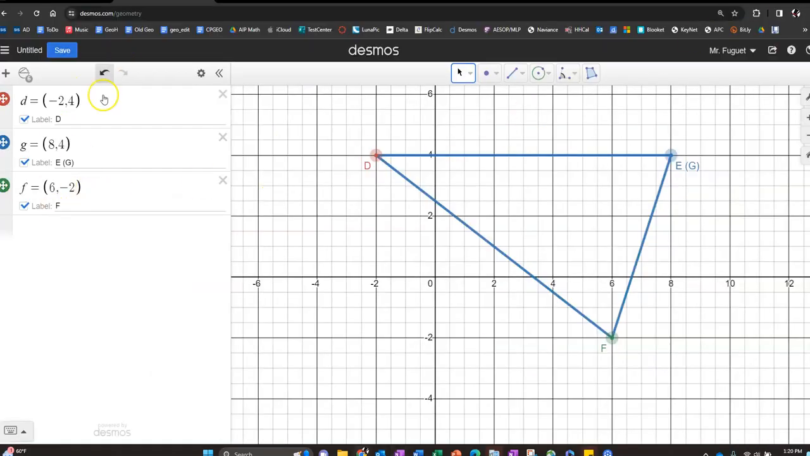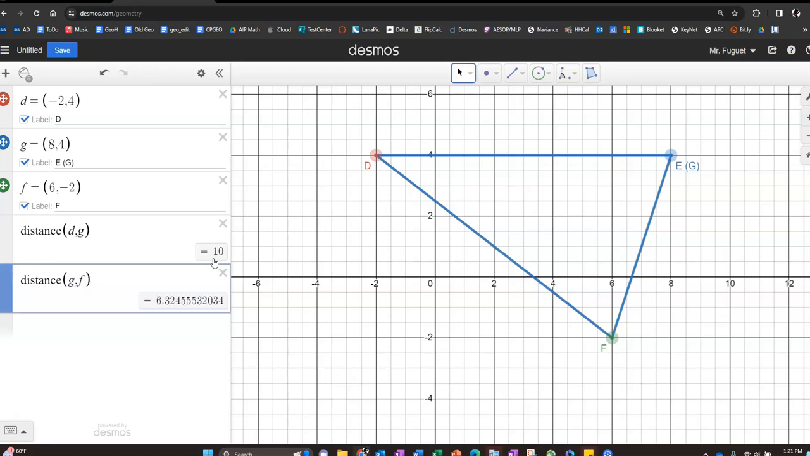To find the distances on Desmos, it's really simple. All we have to do is type in distance, parentheses, and if I want to find DE, remember I called that point G, so I know that's confusing, D comma G. There's that 10 that confirms what we got earlier on the OneNote is correct. We'll do our next distance, GF, and that's going to be 6.32. That is what 2 root 10 is actually equal to. And lastly, for the final distance, we can do DF. And we see we got the 10 there as well.